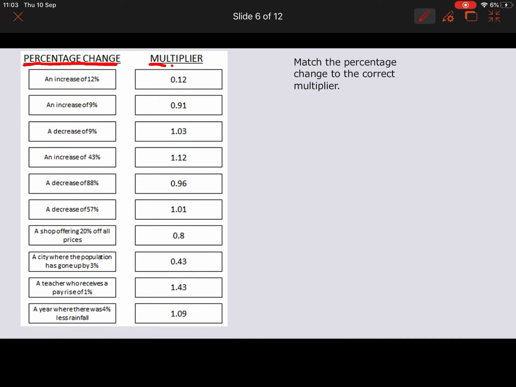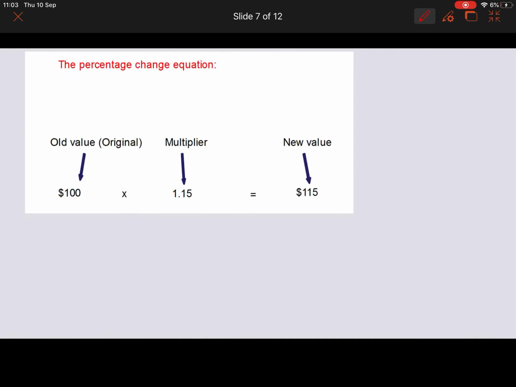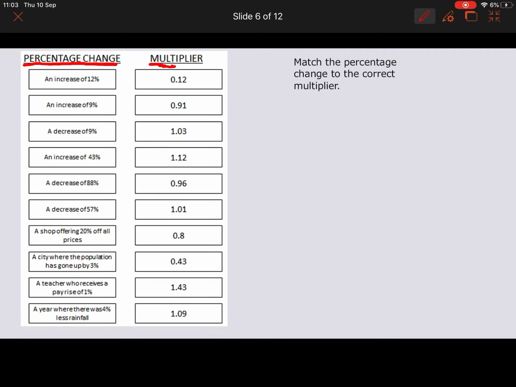Okay, so we've managed to decrease this number by using this multiplier. Okay, it's all about understanding this multiplier. So what I want you to do in your books is try and match the correct percentage change on this side to the correct multiplier. Okay, sorry, I've got something on my screen there. Okay, so just a little matching exercise. So I want you to stop the video and see if you can get this right.